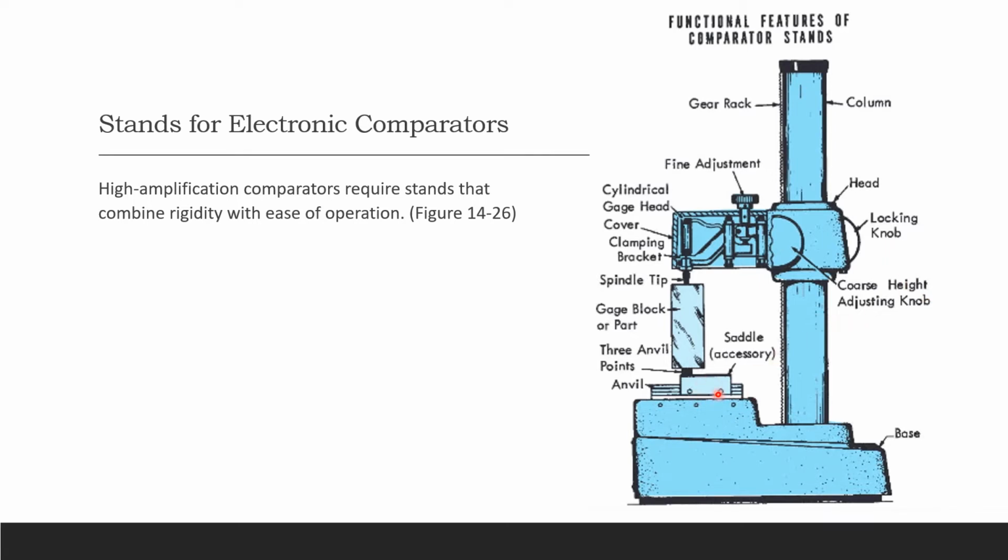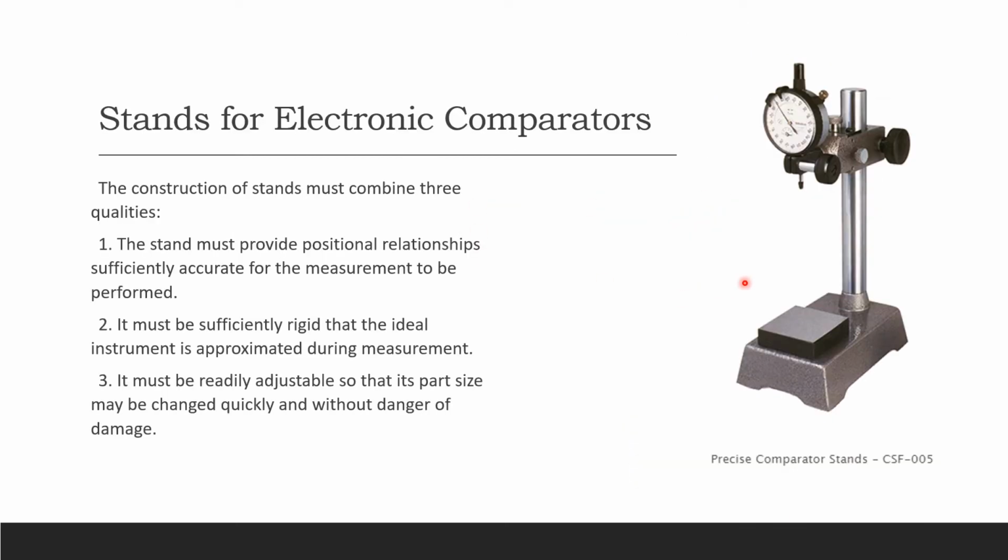Then you have your table, and this is your gauge part. This is where we're going to put all the parts. And here are your 3 anvil points, and that's your anvil. This is your spindle tip. That's your clamping bracket. And that's your cover, we don't need it. Then we have our gauge head right in there, that's your cylindrical gauge head. And then we have our fine adjustment. Stands for electronic comparator, same thing.